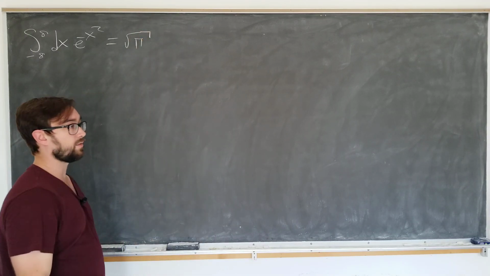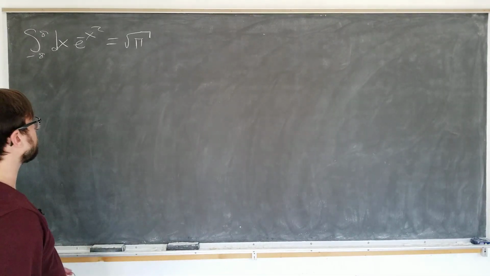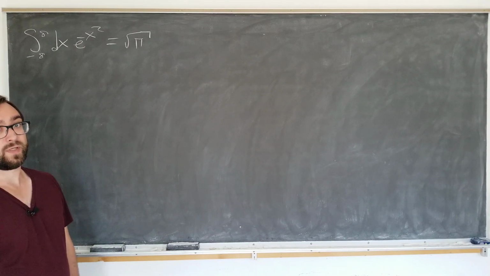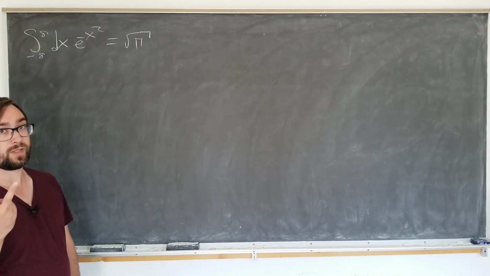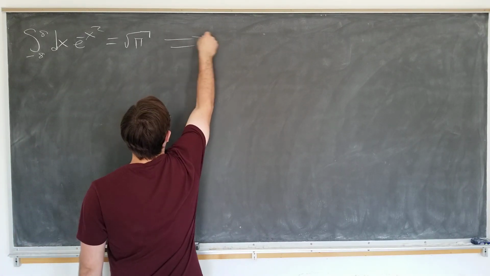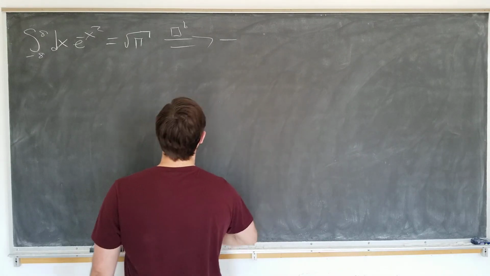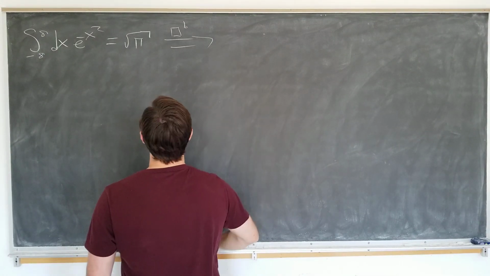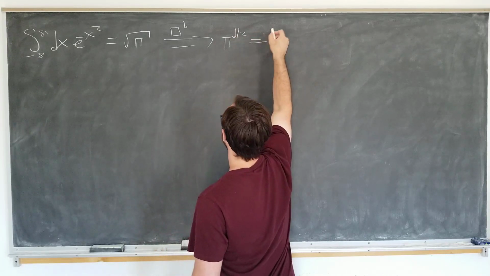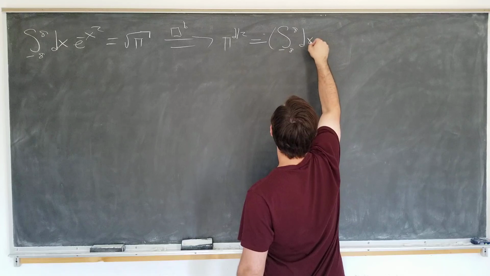Now what we want to do is the same trick that we did in multivariable calculus: square this and then find the polar coordinate transformation. We're going to be doing that not in 2 dimensions, but in d dimensions. So we just raise both sides to the dth power to obtain our power of pi. Pi to the d over 2 is equal to the integral raised to the dth power.